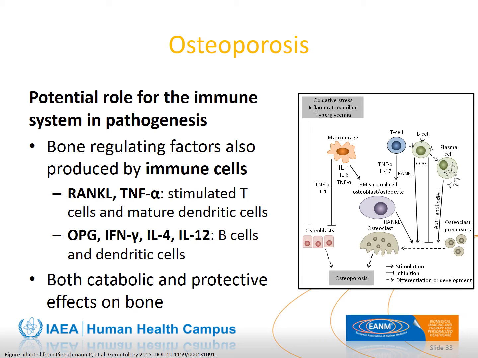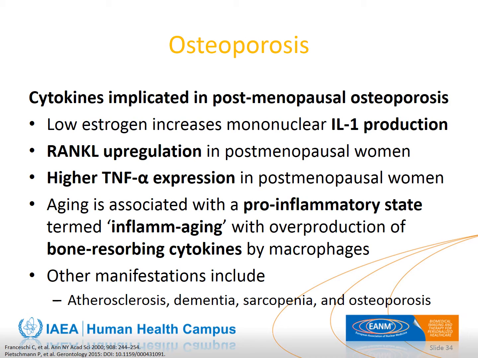The figure on the right provides a possible mechanistic overview of how increased oxidative stress, inflammation and hyperglycemia can initiate a cascade of suppression of osteoblasts and activation of osteoclasts via both the innate and adaptive immune system. The role of the adaptive immune system and immune complexes in particular will be further elaborated in the slides discussing rheumatoid arthritis. Taken together, the following observations support the role of the immune system and cytokines in osteoporosis.